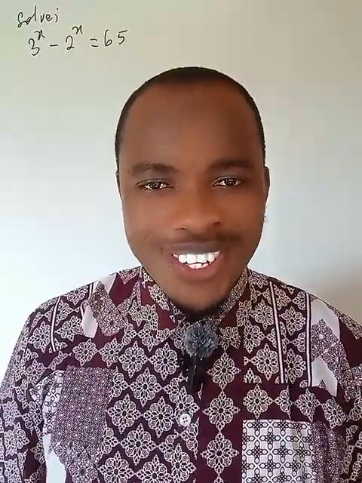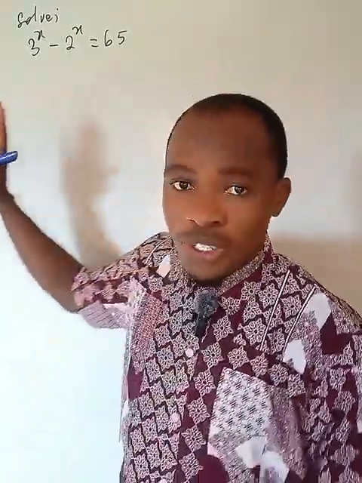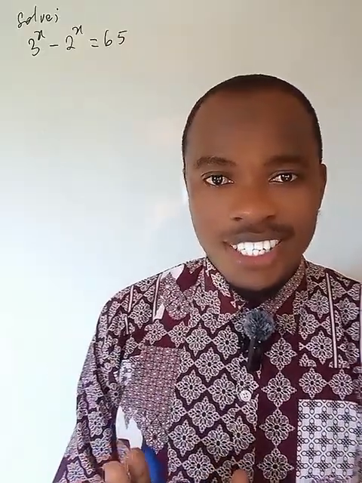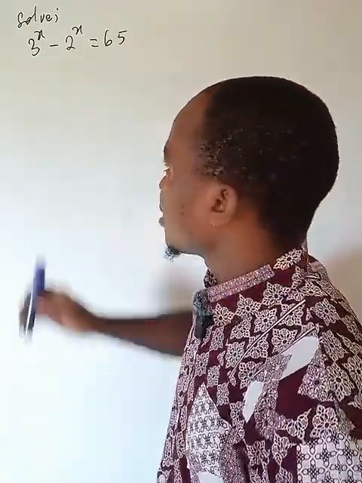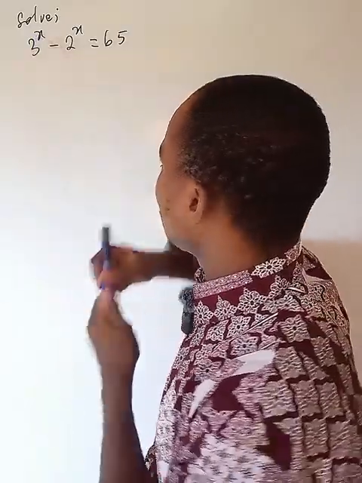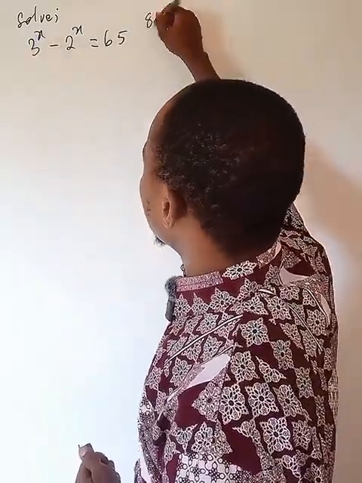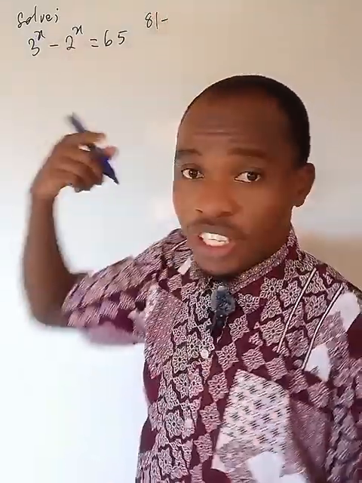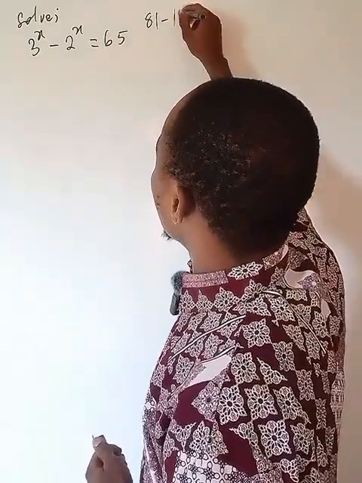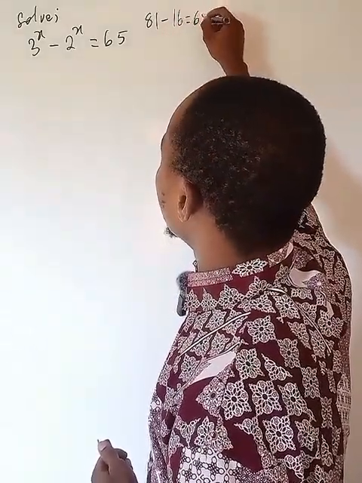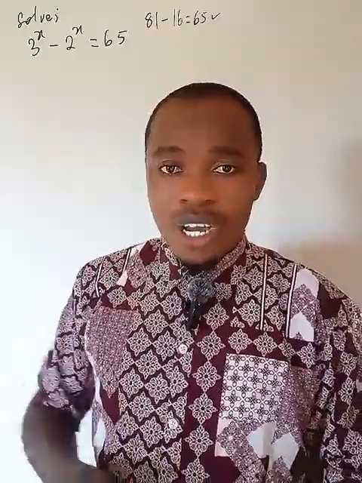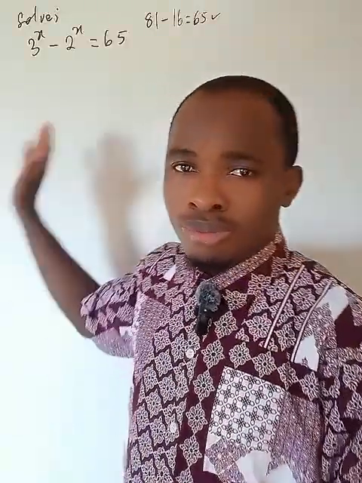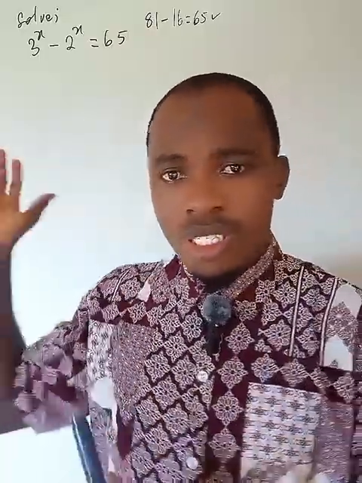It's quite obvious that the solution to this problem here is 4. That is, if we have 3 to the power of 4, that will give us 81, minus 2 to the power of 4 will give us 16. So 81 minus 16 is going to have 65.